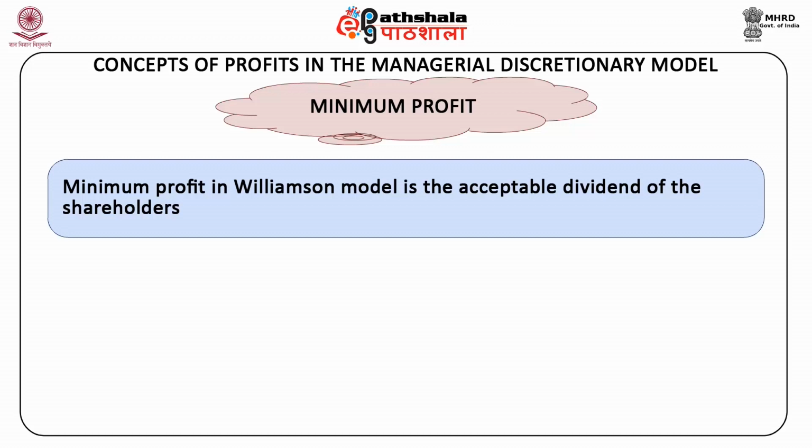The amount of profit after tax which the shareholders of the firm accept satisfactorily as dividend is known to Williamson as minimum profit. The shareholders sometimes think of bulk sale of their shares, as a result of which ownership of the firm changes, leaving it at risk of complete takeover.